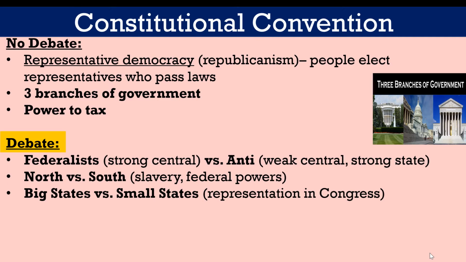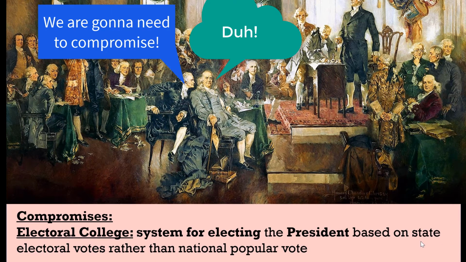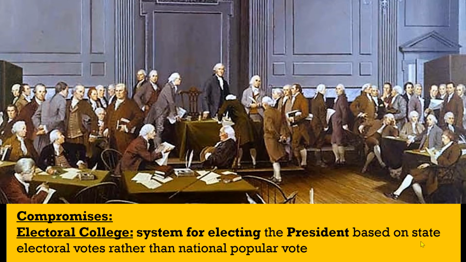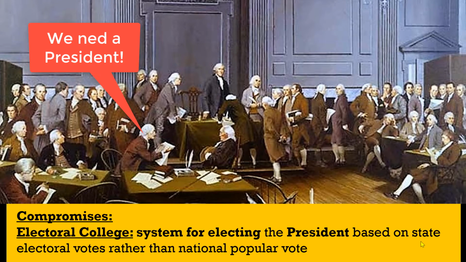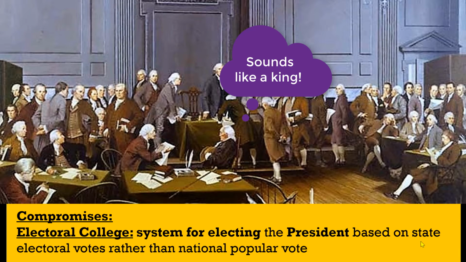For instance, many in the North and South held different views on the slavery question, and the small populated states were worried that they might be overshadowed in a new, more powerful central government. So what your test really wants you to focus on is the compromises that were reached at the Constitutional Convention. As you can imagine, deciding how to elect a president, which sounded a lot like a king, was very contentious.